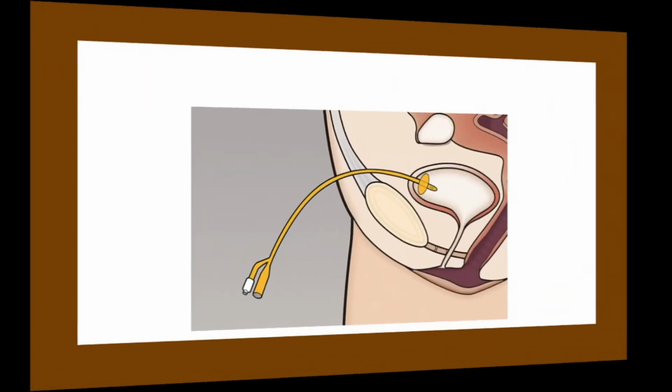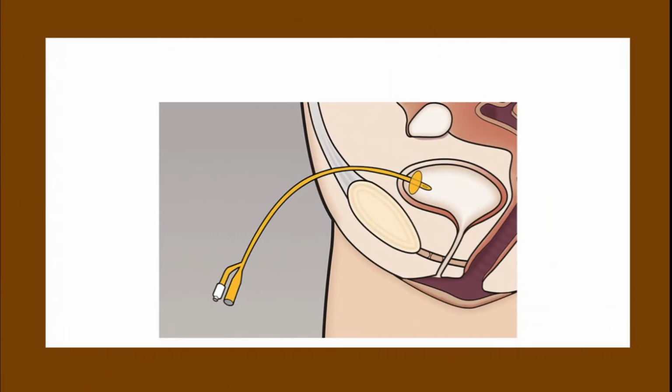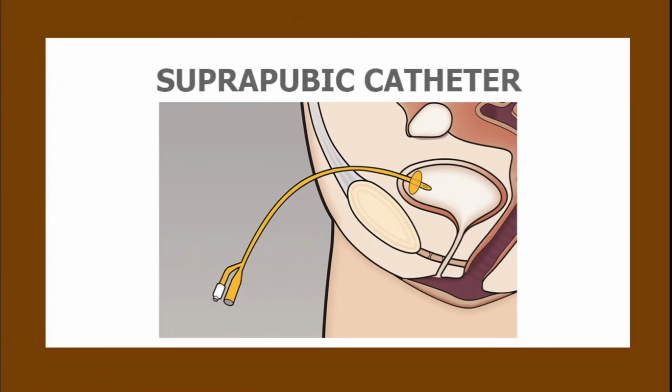So sometimes there is an indwelling catheter placed into the body through a tiny hole in the abdomen. This type of indwelling catheter is known as suprapubic catheter. There is a tiny balloon at the end of the catheter, and this balloon is inflated with sterile water to prevent the tube from sliding out of the body. We can deflate the balloon during removal.